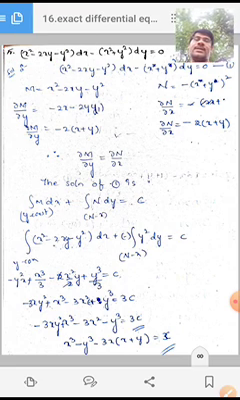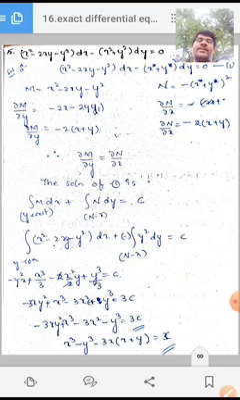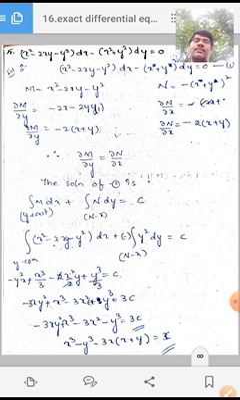(x square minus 2xy minus y square) dx minus (x square plus y square) dy is equal to 0. Here this is in the form of M dx plus N dy is equal to 0. Here we can also find the solution by the method of homogeneous differential equation, because each term in this differential equation has the second degree. Here this is a homogeneous differential equation. By using the homogeneous method, we have to solve it. We get the same solution.